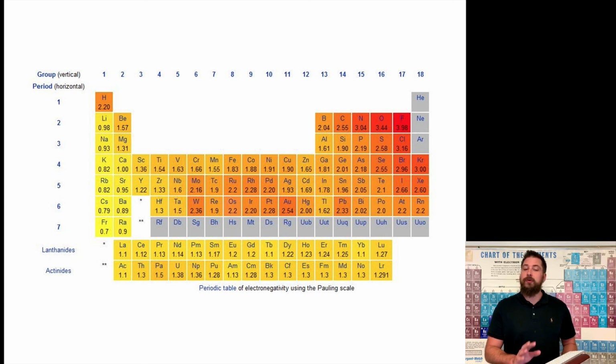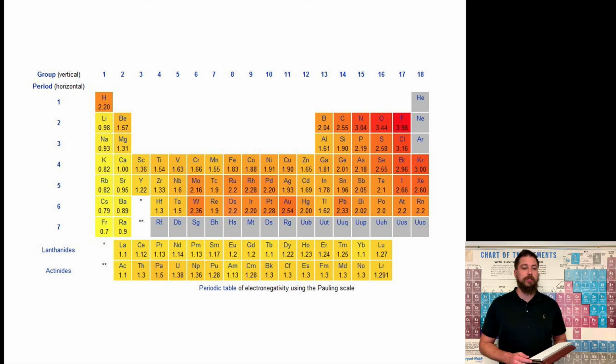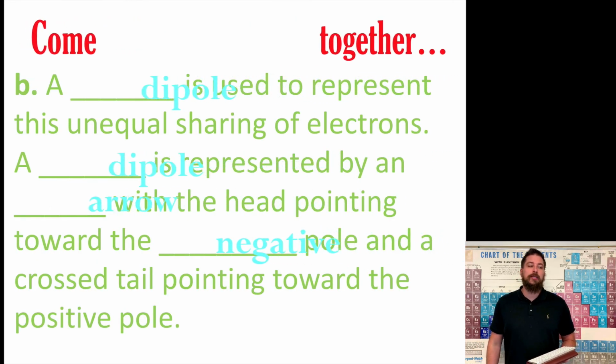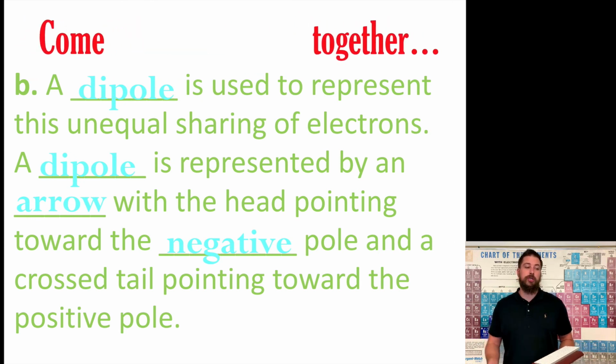Hydrogen makes covalent bonds with all of those nonmetals, and so hydrogen will make a very polar bond with oxygen and fluorine and chlorine, and that's going to be important later. It'll be a very polar bond with nitrogen as well. So, important later. Now, a dipole is used to represent this unequal sharing of electrons.